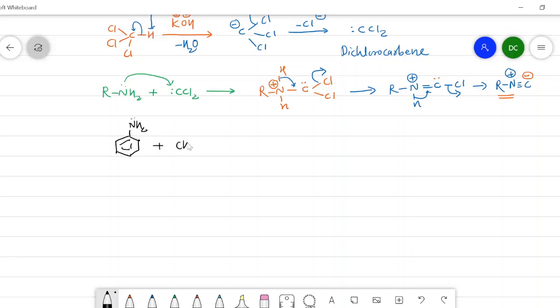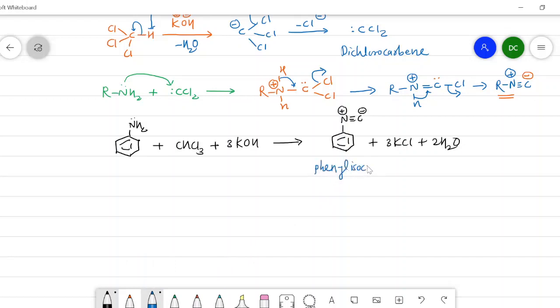When it is treated with chloroform plus alkali, that is KOH, it will form N triple bond C with a negative charge and a positive charge, plus thrice KCl plus twice H2O. The name of this compound is phenyl isocyanide, and it has a bad smell. So the aniline is confirmed by this reaction.